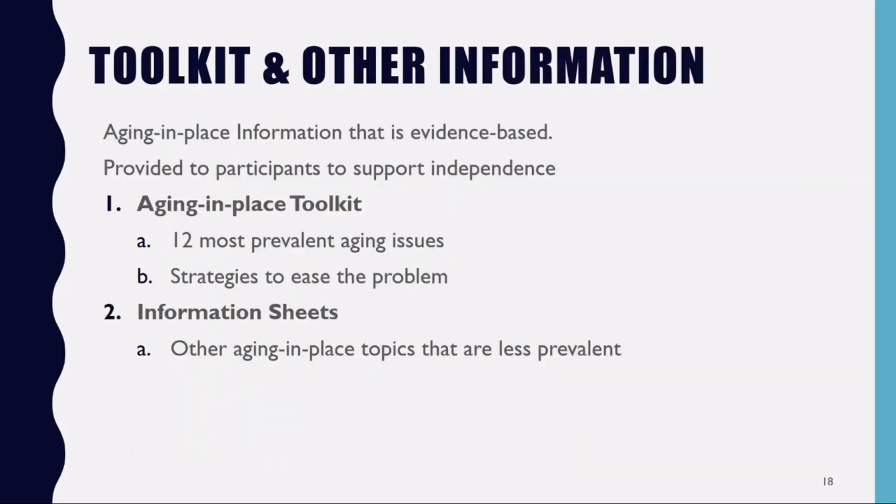We're providing an Aging in Place toolkit which has 12 of the most common aging issues within it and strategies that participants can try, most of which are interventions that do not need to be prescribed by the PCP. These strategies can be used to ease the problem. We also have information sheets on other aging in place topics that are less prevalent. We have a lesson coming up in the future to review these items.